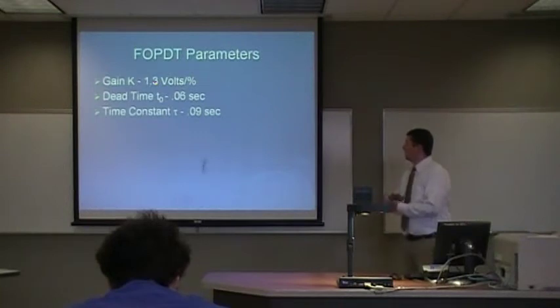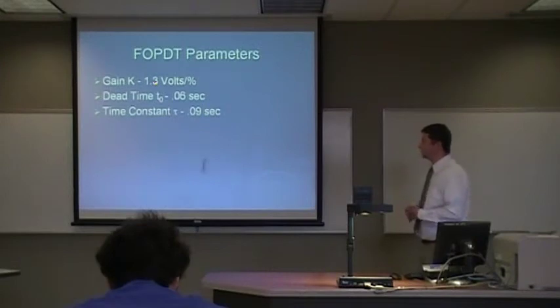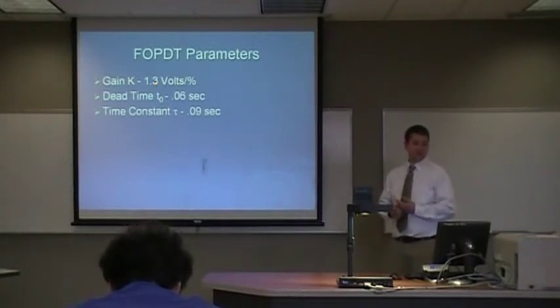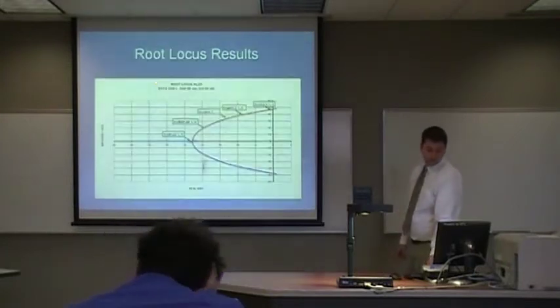For the modeling, we found that our gain for our system, this is an average value of all three. We had four ranges. Our entire steady-state operating curve was divided into three sections, and then we did a fourth, which covered the entire range. On the whole, the values closely followed each other, so we came up with an average value of 1.3 volts per percent for the gain, 0.06 seconds for dead time, and a time constant of 0.09 seconds.